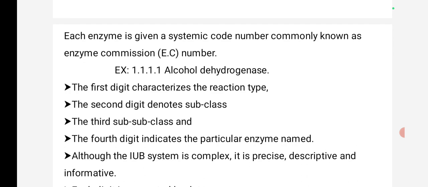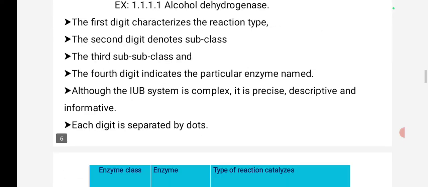Each enzyme is given a system code number, commonly known as the Enzyme Commission number, or EC number. Example: 1.1.1.1. This is the Enzyme Commission number for alcohol dehydrogenase. Here the first digit indicates the reaction type. The second digit indicates the subclass of the enzyme. The third digit indicates the sub-subclass. The fourth digit indicates the particular enzyme named. Although the IUB system is complex, it is precise, descriptive and informative.